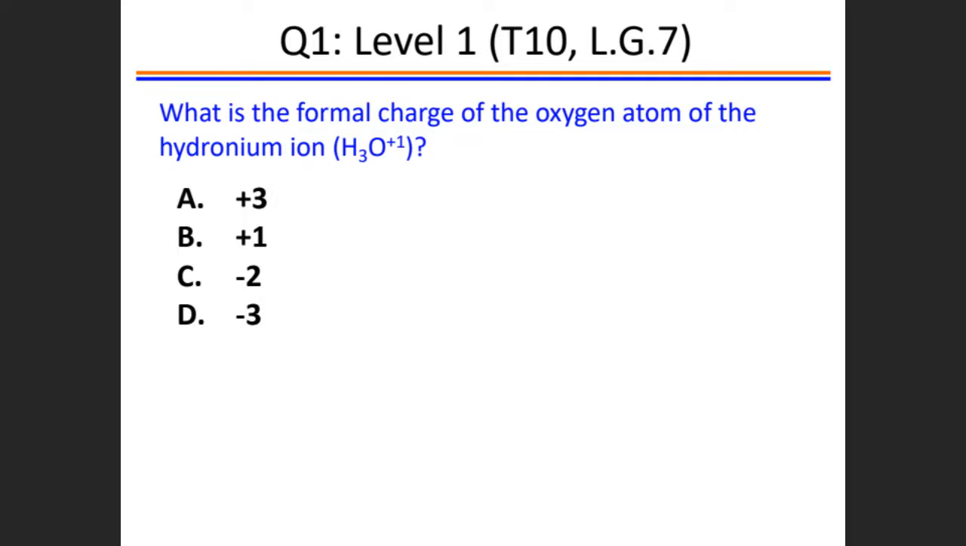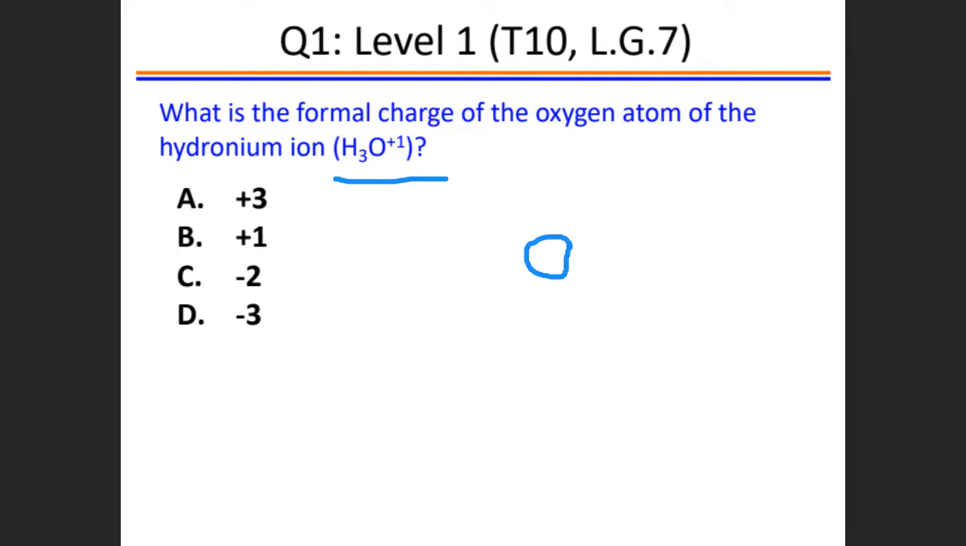Let's do this one. What is the formal charge of the oxygen atom of the hydronium ion? So let's draw it. Do you know what H3O is? When we have water, some water molecules partially dissociate and make a hydrogen ion that joins with a water molecule. So that makes H3O, the hydronium ion. So let's make the structure here.